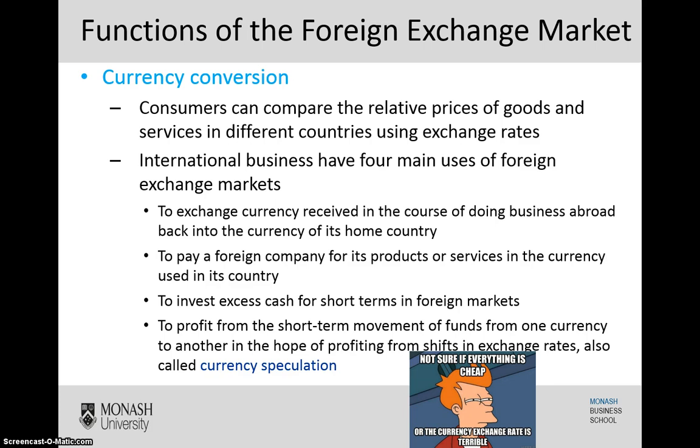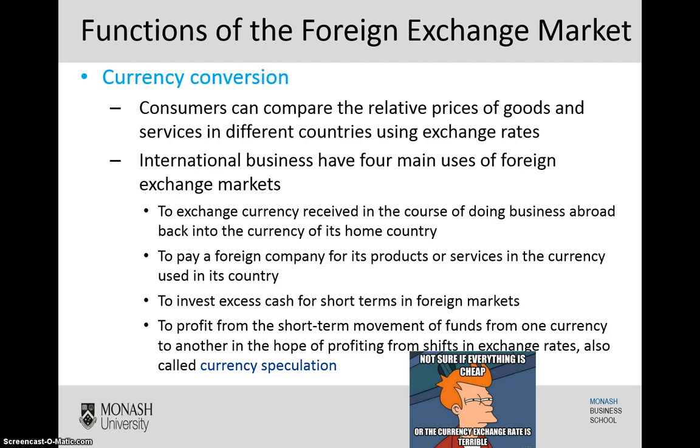Investing excess cash, for short terms, in foreign markets is an additional benefit here. What this involves is that when a firm makes a profit, and so it's got a bit of cash sitting around that it would like to invest and gain interest on, what we tend to find is that there will be different rates of interest in foreign markets around the world.